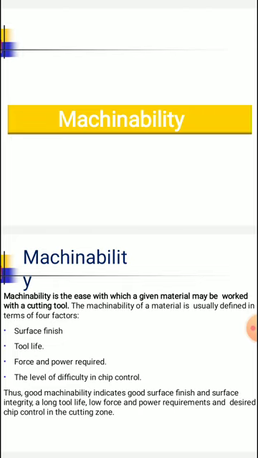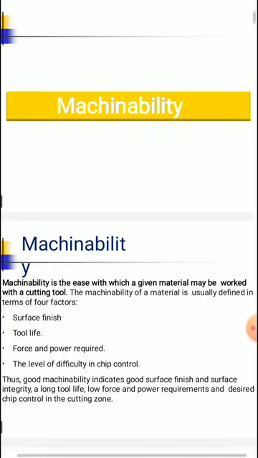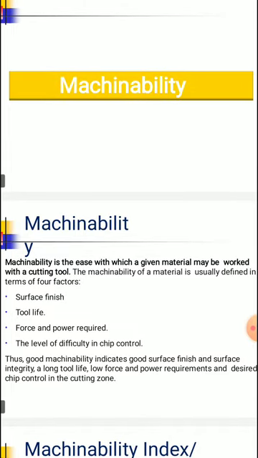This is a combination of two words, machine and ability, right? So what does machinability mean? Machinability is the ease with which a given material may be worked with a cutting tool. How easily you can perform the operations on a material, with what ease or comfort you can carry out the operations with a cutting tool over a material to achieve the final product, is nothing but machinability.